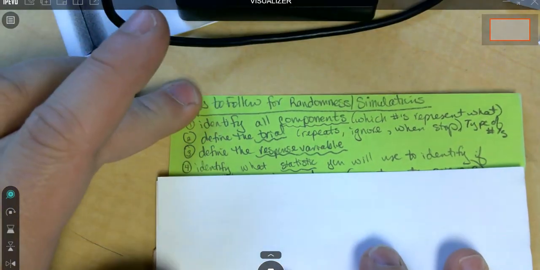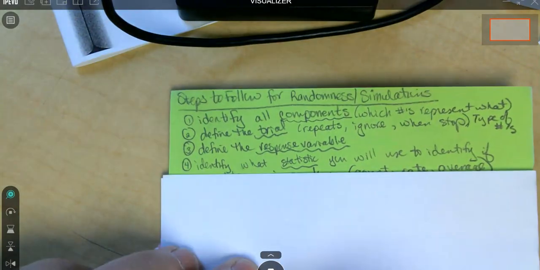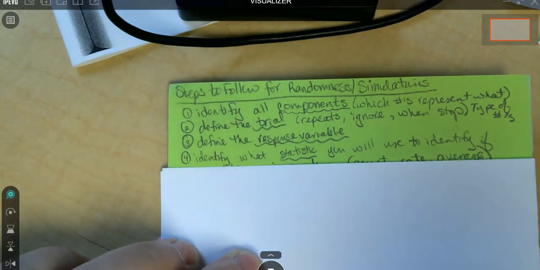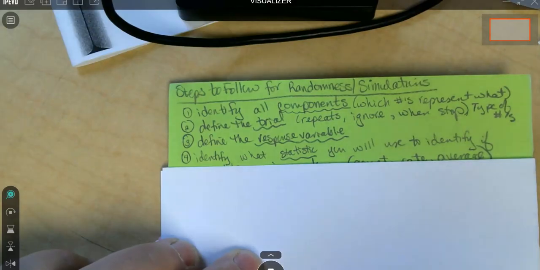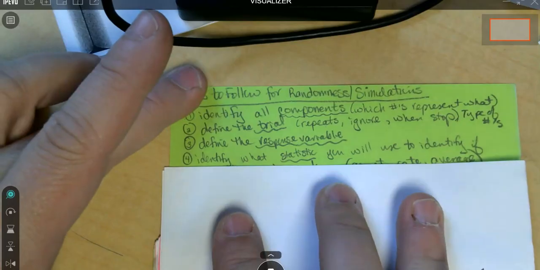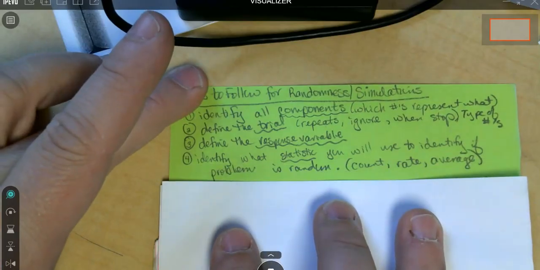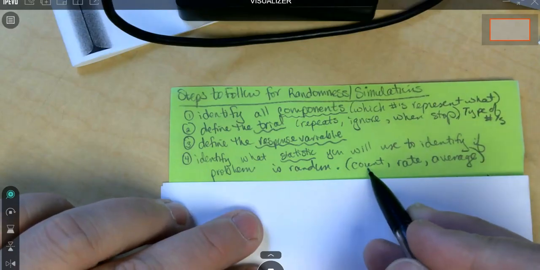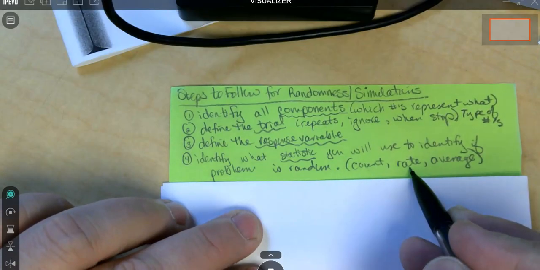You need to define the response variable, and the response variable is what are you looking for? Are you looking for the number of times you got a heads? Are you looking for whether or not you got a heads? So you're either counting or you're looking for a yes or no answer. So there's options because you're either looking for categorical data or quantitative data. And then you need to identify what statistic you're going to use. And usually that's going to be a count, a percent, a rate, or an average.